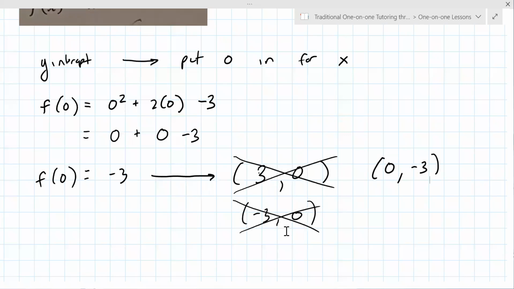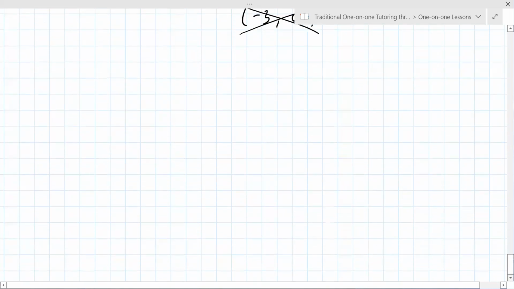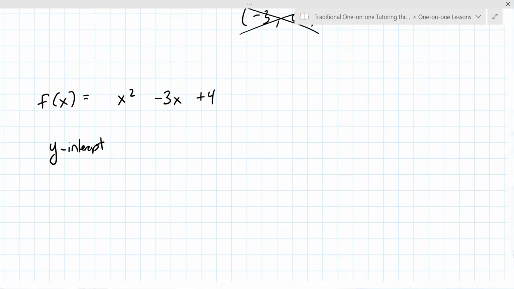Okay, so this all started with giving you a function. I'm going to give you another function and find the y-intercept. What did we do to find the y-intercept? Put 0 in for x. Okay, so let's try another one. f of x equals x squared minus 3x plus 4. I want you to find the y-intercept. What am I really asking you to do? I'm asking you to put 0 in for x.